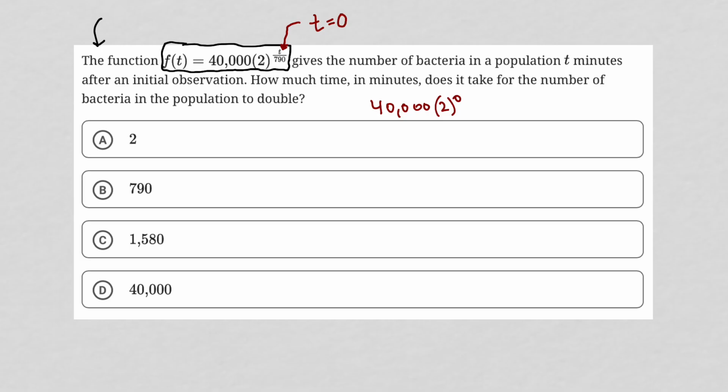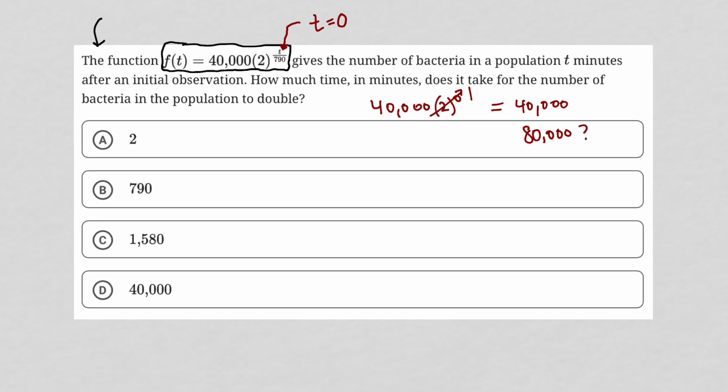But anything to the 0 power is just equal to 1, right? So 2 to the 0 power is just 1. So really what I'd have here is 40,000. And that tells me that the bacterial population 0 minutes after an initial observation, or better yet, the initial bacteria population, was 40,000. So I'm just trying to figure out, well, how long does it take to get to 80,000?